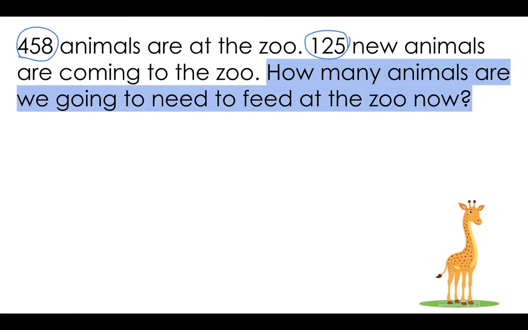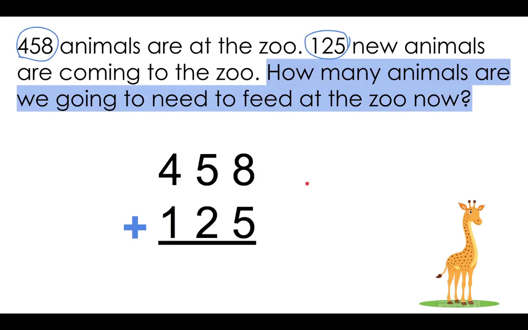So that means that I know I need to add 458 plus 125, because that will be the total number of animals that I will have to feed. You can do this using any strategy that works for you, but remember, our goal is to be able to do the vertical strategy, that standard algorithm for addition and subtraction, to add effectively and efficiently. So I went ahead and I wrote my addition vertical way problem. I want you to pause the video and see if you can solve this before you meet back up with me.